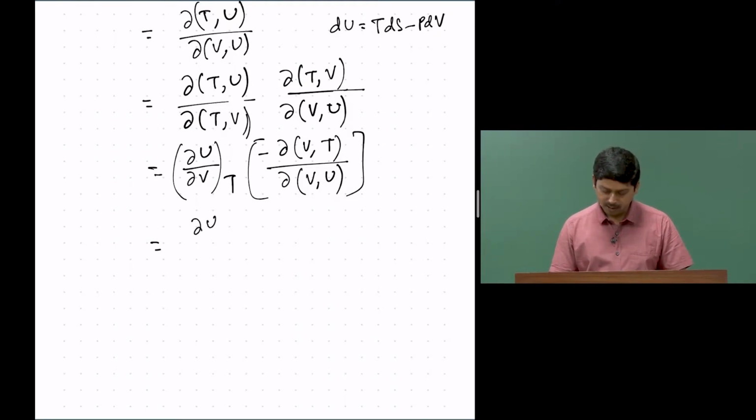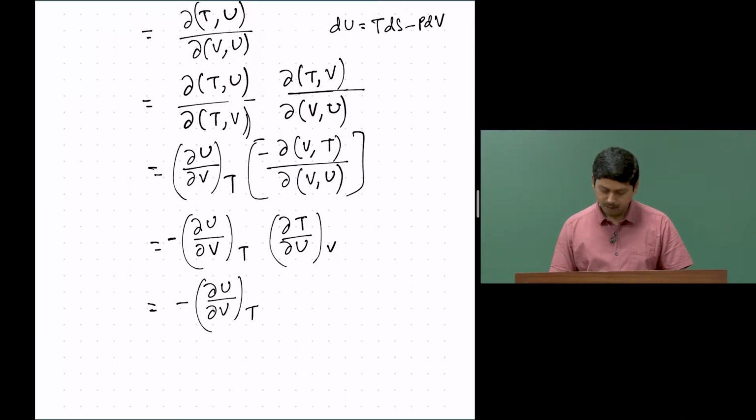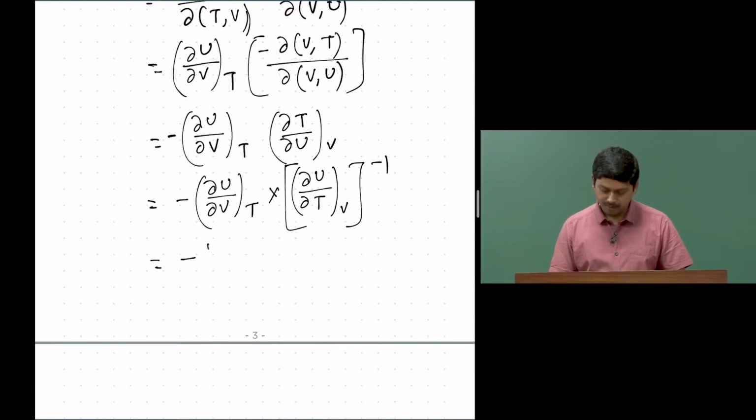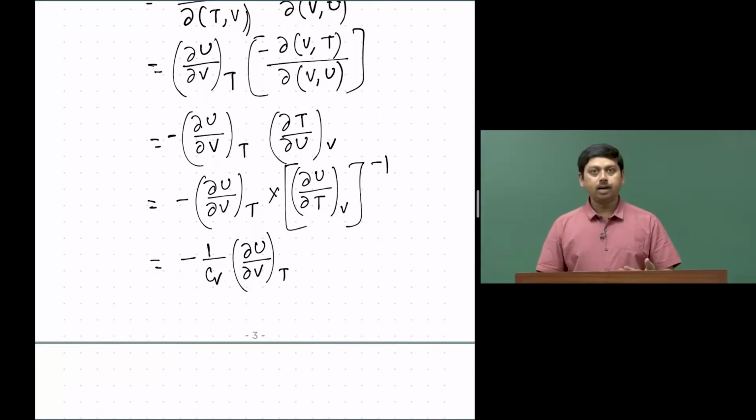So, now just let us continue del u by del v t, or I will put a minus here, and that gives us del t by del u at a constant v. So, which is del u by del v at a constant t multiplied by del u by del t at a constant v inverse, which as you know is C v. So, this is minus 1 by C v del u by del v at a constant t. That is what we got. That is what the Joule's coefficient is.